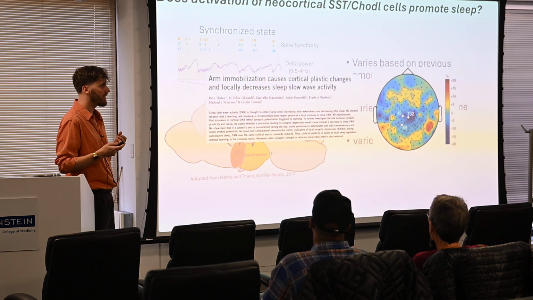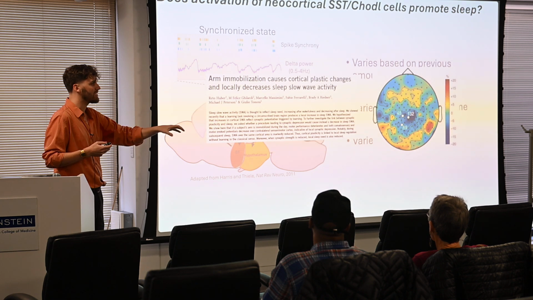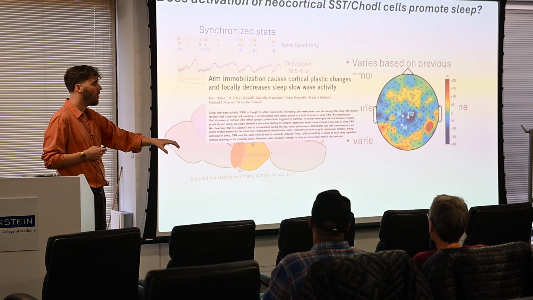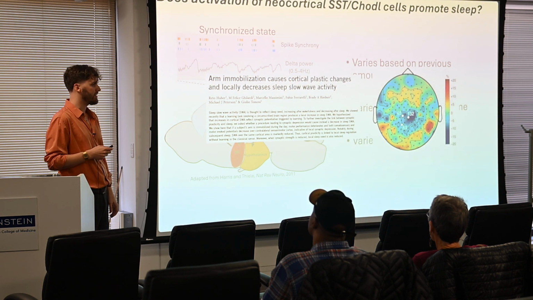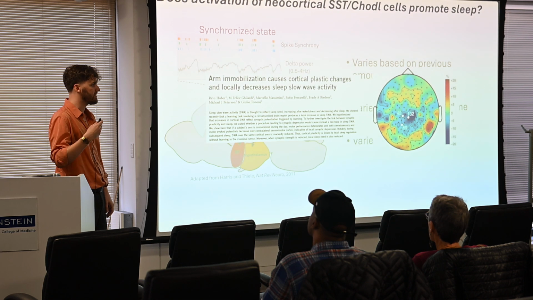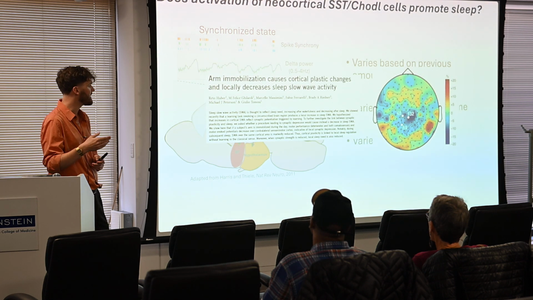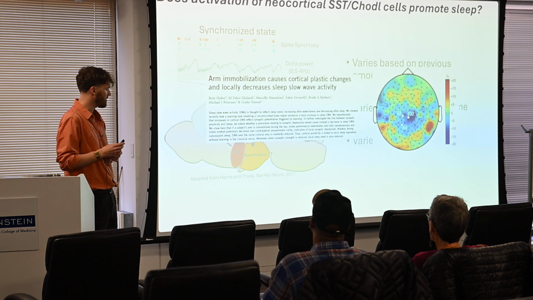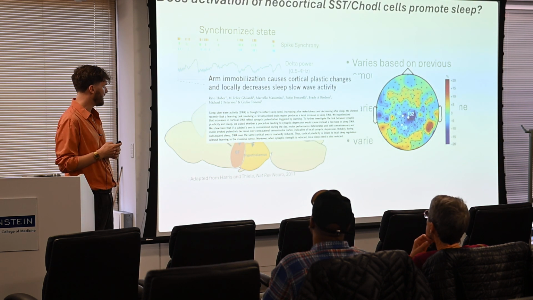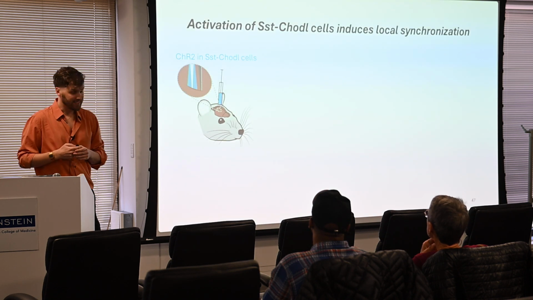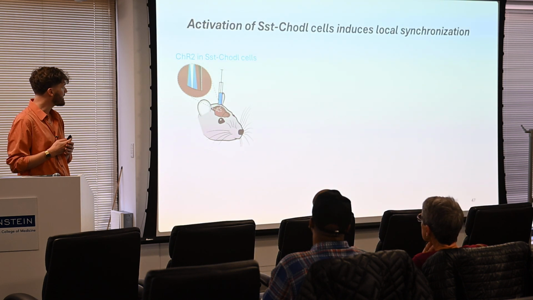There's some classic work out there showing that if you're doing a task where you're using maybe one arm very, very intensely during the day, when you sleep the next night, the brain area that's controlling this one arm is going to sleep more intensely. It's going to be more intensely synchronized during periods of slow wave sleep, suggesting that there's some local mechanism for regulating synchrony, such as the somatostatin chortle cells. So we wanted to test this.